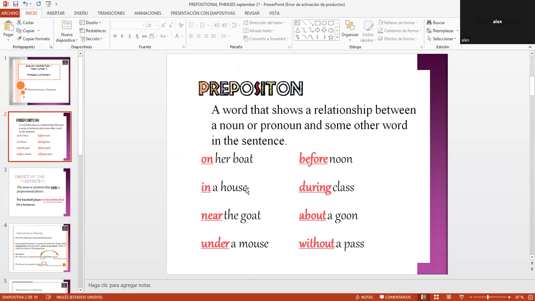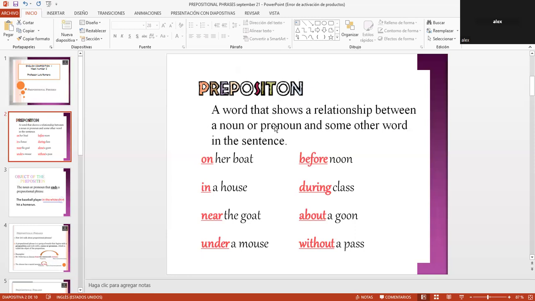On her boat. Here, the same thing. In a house. At this moment, I'm just showing you prepositional phrases out of a sentence. We will see some examples of prepositional phrases, but in a sentence. So in this one, you have another prepositional phrase. Why? Because you have the two main elements, the preposition, which is in, and of course, the noun, which is house in this case, and so on and so forth. So the words in red correspond to the preposition, and the ones in black represent the noun.